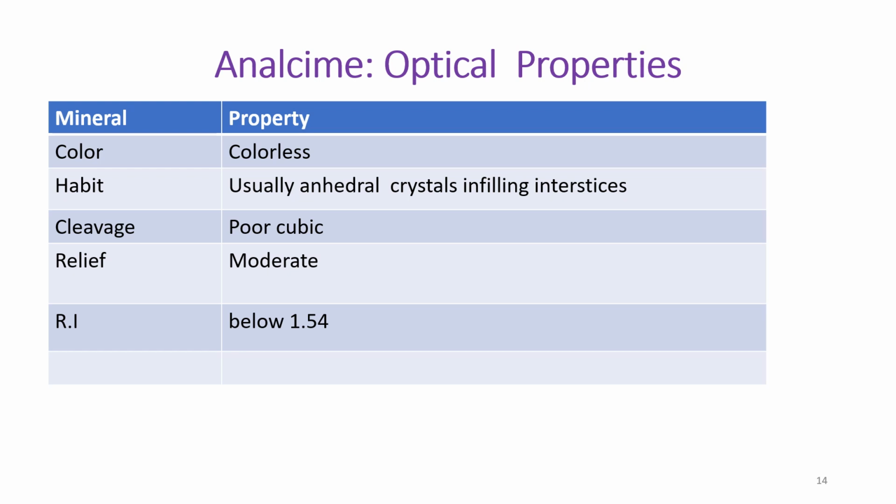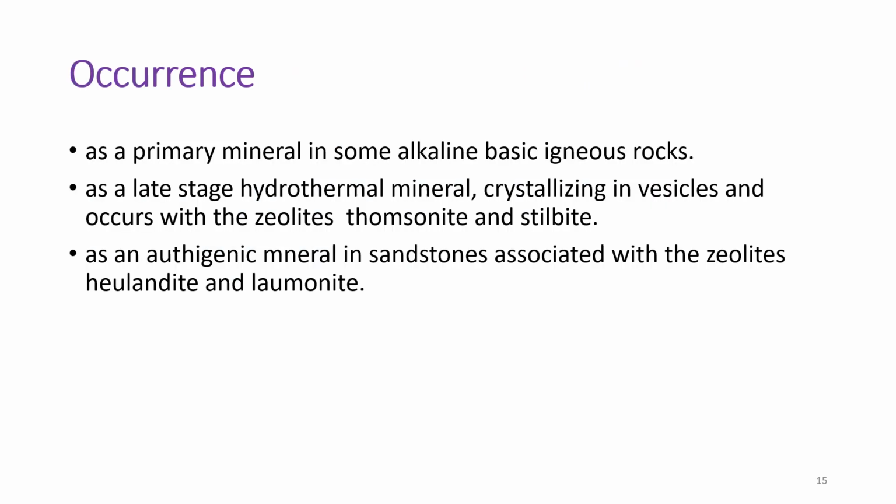Coming to the optical properties of analcime, it is colorless, and has a habit of anhedral crystals infilling interstices, with a poor cubic cleavage, moderate relief, and a refractive index below 1.54. Coming to the occurrence, analcime is a primary mineral in some alkaline basic igneous rocks, and it also occurs as a late stage hydrothermal mineral crystallizing in vesicles, occurring with zeolites like thompsonite and stilbite. It also occurs as an authigenic mineral in sandstones, associated with zeolites like heulandite and laumontite.